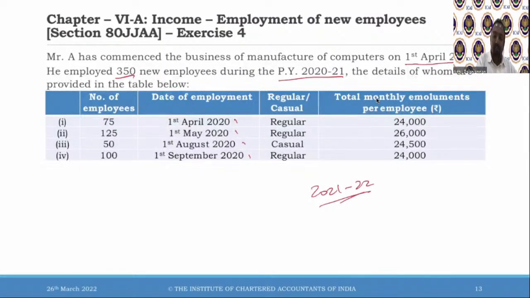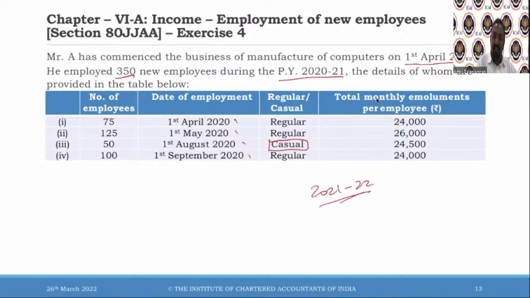So there are 75 new employees. Date of employment is 1st April 2020. It's a regular employee and the emolument is 24,000 per month. For 125, it is 1st May 2020. Regular employee, that is 26,000. And then for 50 employees, it is 1st August 2020. They are casual employees. Casual employees, typically like contract workers, will not be part of this recognized provident fund at all. Their emolument is 24,500. Finally, you have 100 employees who are regular employees, where the total monthly emolument is 24,000 per month.